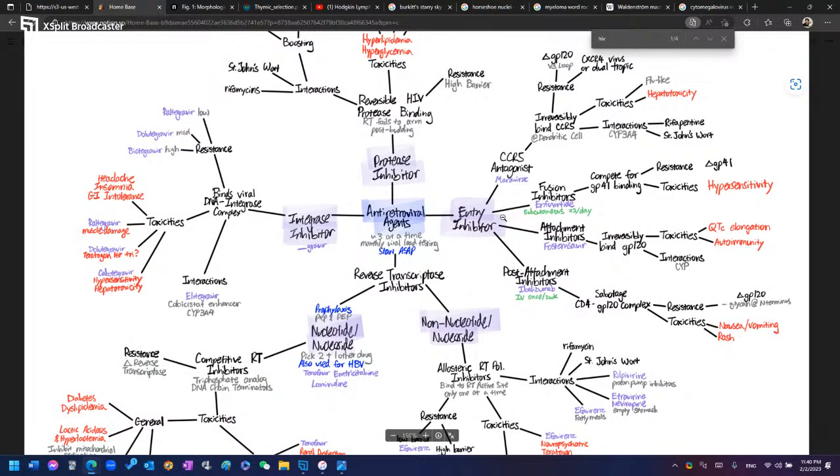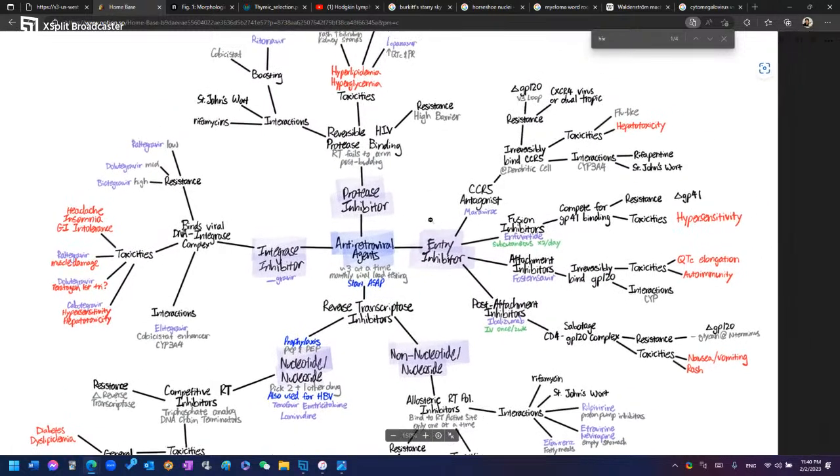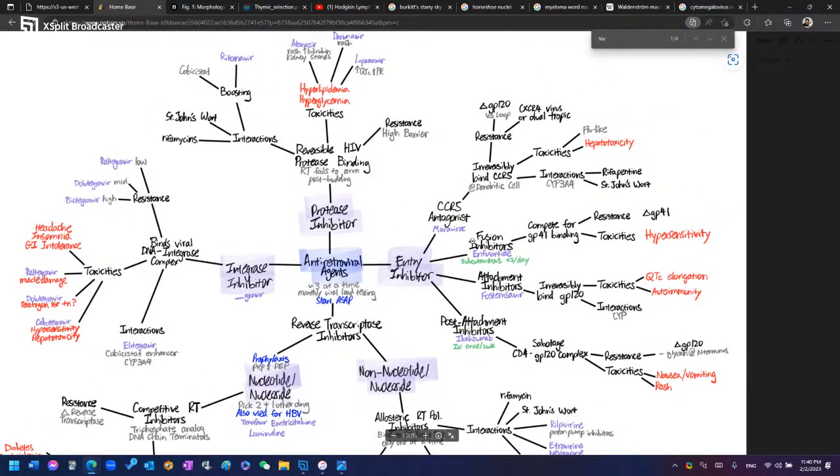Let's start here with entry, right? First of all, we don't want it to enter, so these are actually going to tell you a lot about it. All of these attachment ones are for GP120, which is going to bind to CD4. So that's how the cell initially gets in. And the GP41 is the part that allows the virus to enter. So binding versus entering is sort of different.